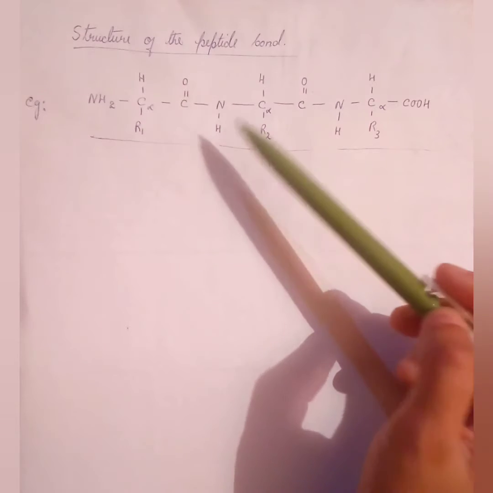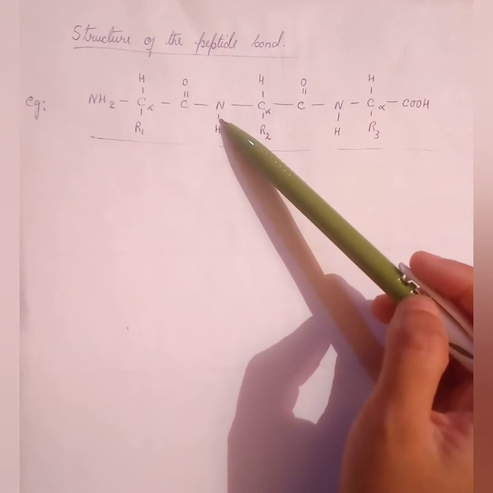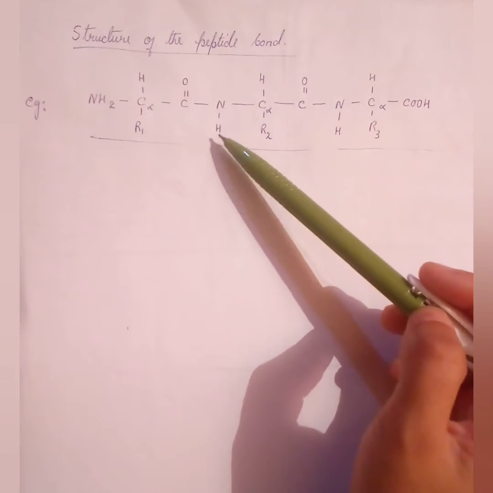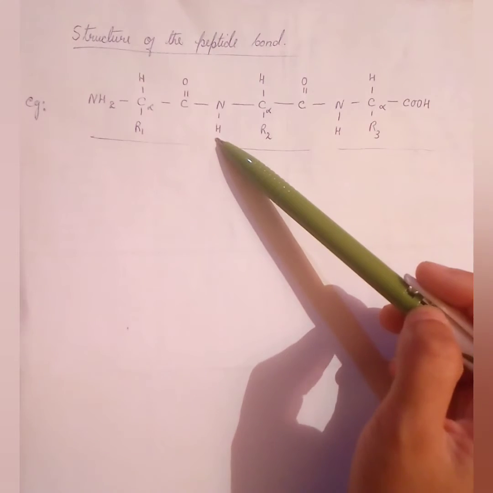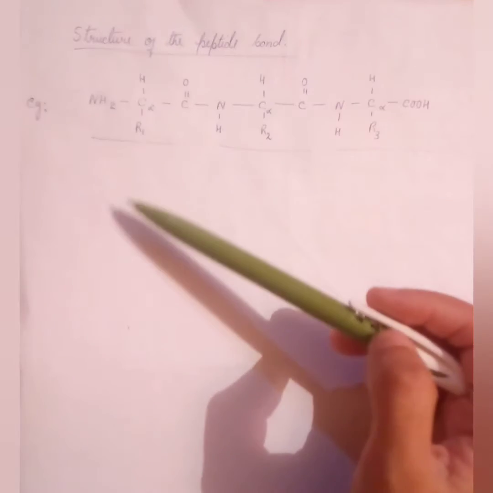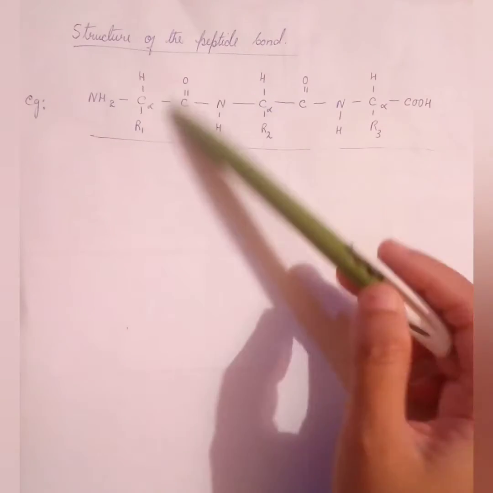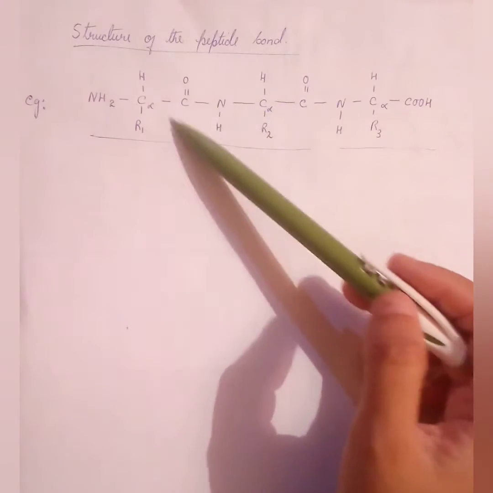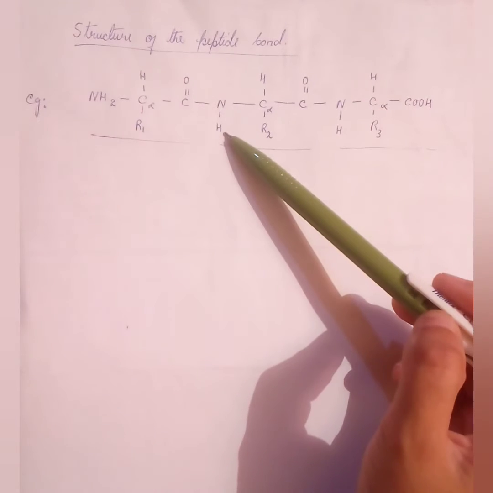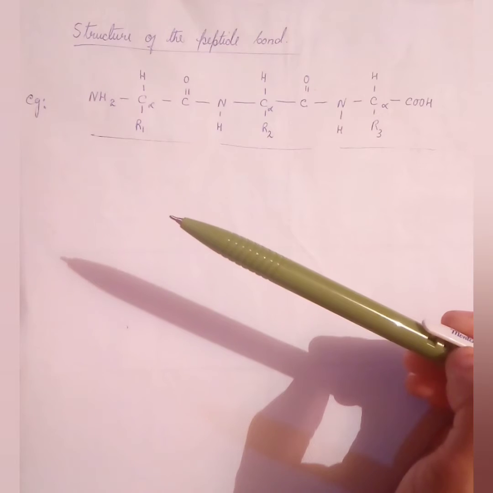This configuration is favored energetically because it results in less steric hindrance between the non-bonded atoms in the neighboring amino groups. That is why this configuration is more favorable. That is the trans configuration of the carbonyl oxygen and the amide nitrogen.